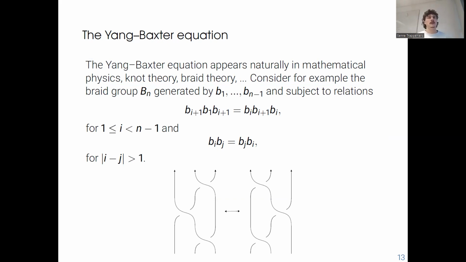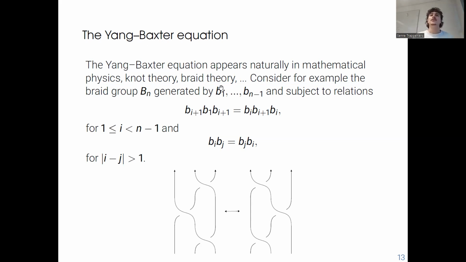Historically, the Yang-Baxter equation comes from physics, but because I don't want to talk too much about physics, there's also a nice link coming from braid theory, which is quite a natural example. So for example, we start with the braid group Bn. This is generated by B1 until Bn minus 1. So the braid group on n strands.